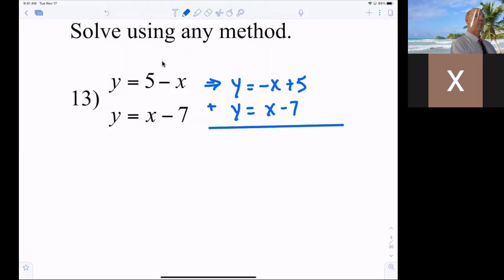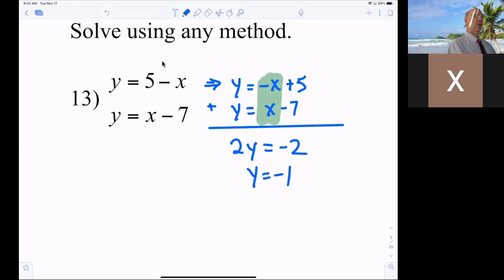So now what's y plus y? What happens to x and negative x? They cancel. And then of course 5 minus 7 is negative 2. So I have 2y equals negative 2. So y equals negative 1.